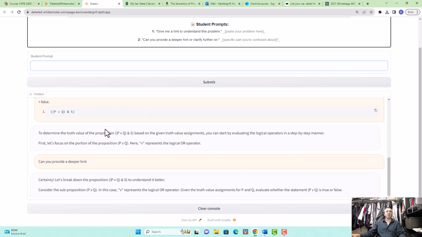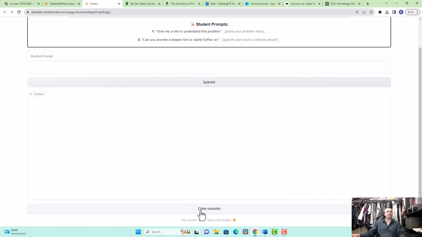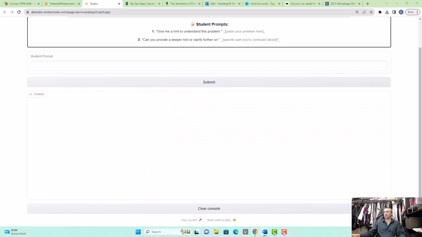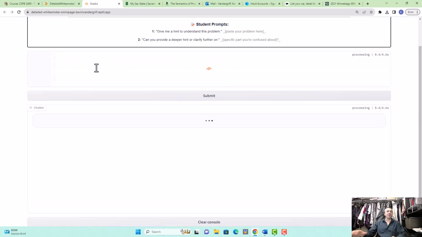So maybe the history is here. It'll keep tracking it, but maybe it's getting too long, so clear it. Let's put in a more challenging problem, like this one. There are a lot of strange symbols, really strange to them in the beginning.